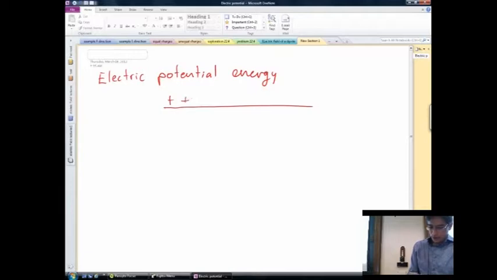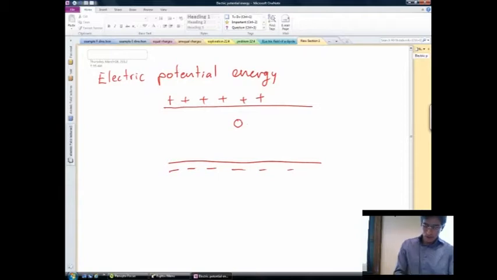Let's think about a capacitor. So the upper plate, let's say that is positively charged. The bottom plate is negatively charged. And suppose that you put a charge here in the middle, between the two plates. Charge Q. That charge has a mass M.